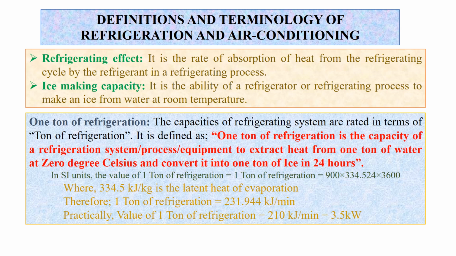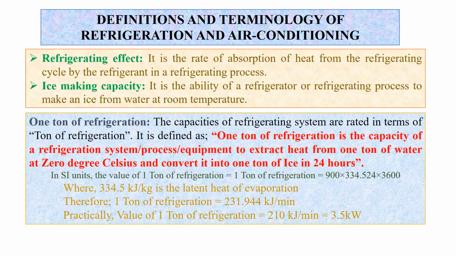Next, ice making capacity is the ability of the refrigerator to convert water into ice at room temperature. Now, what is 1 ton of refrigeration? This is a very important definition. It defines the capacity of a refrigeration system. The rating of a refrigeration system is termed in terms of tons of refrigeration.